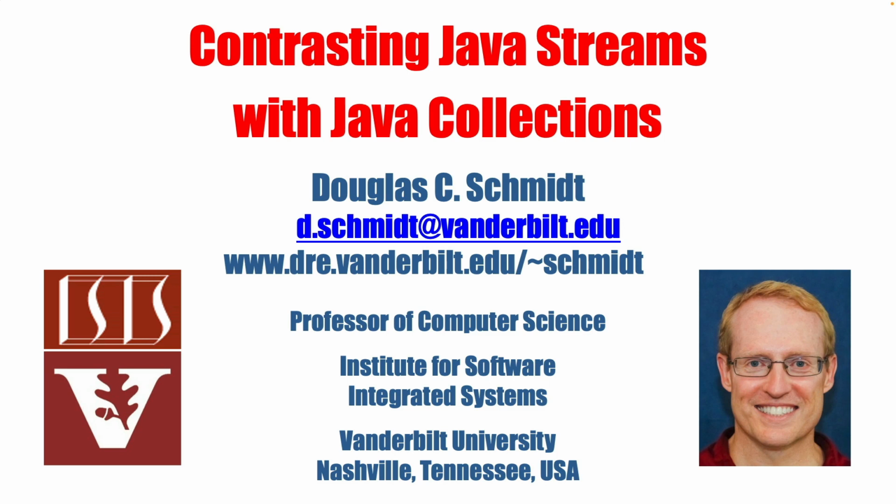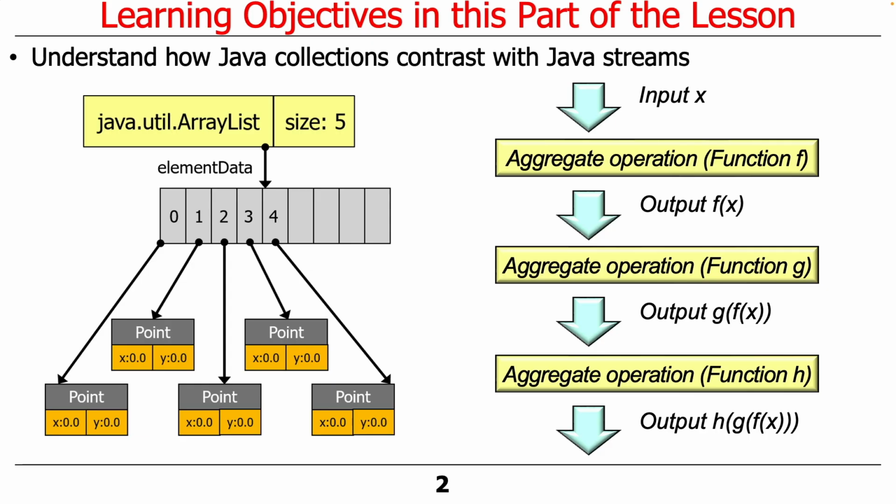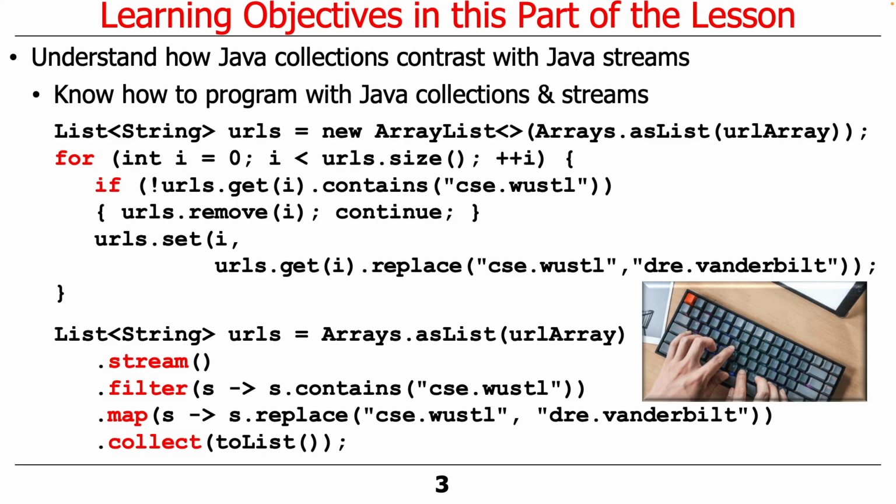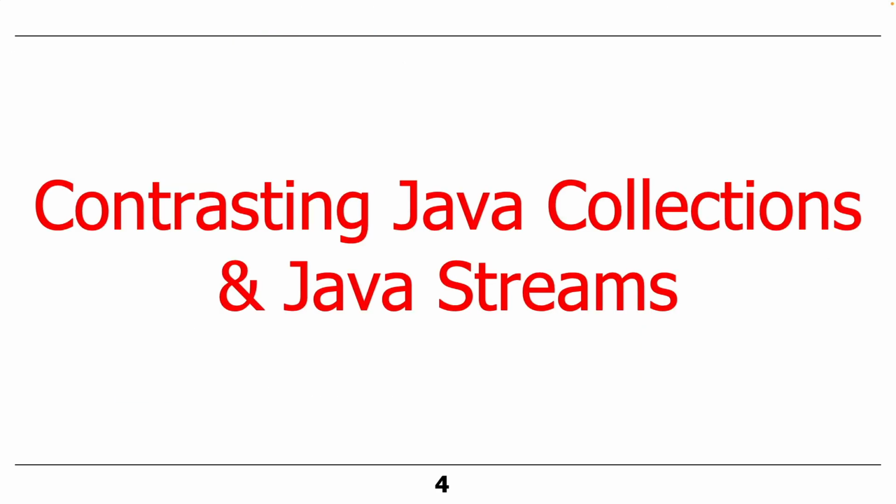So what we're going to start out with today is continuing our comparison of Java streams with other entities. And the entity that we're going to focus on here is Java collections. So I'm going to talk about how Java collections compare and contrast with Java streams. And it turns out that they're actually very synergistic and they work together quite nicely. And I'll also give you some examples to show you how to program with Java collections and Java streams, which will also illustrate the ways in which they compare and contrast and can complement each other.